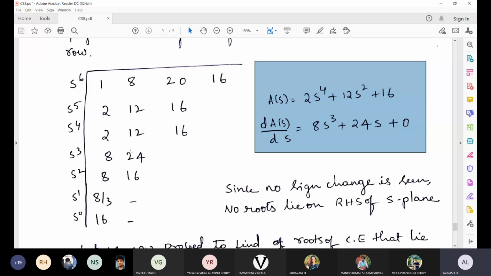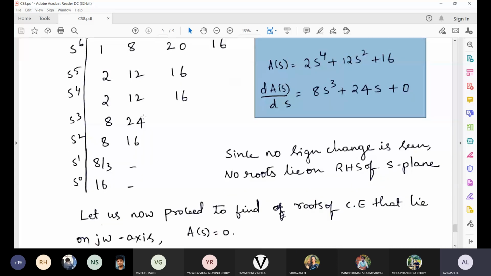After doing that, for the next value, instead of taking the 0, we differentiate the auxiliary equation. Once we differentiate the auxiliary equation, we can take all these things into consideration. So that is what happens here, and the next process continues.